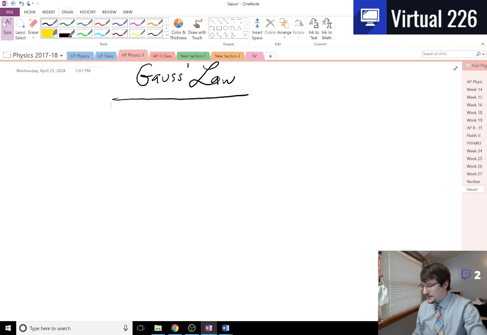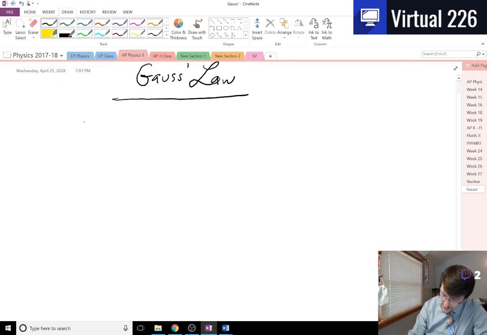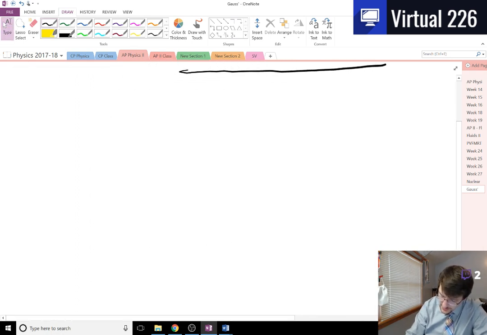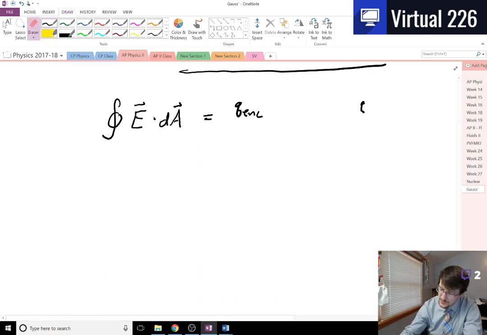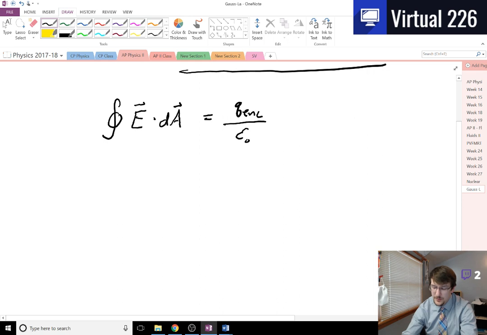In general, Gauss's law takes a somewhat interesting form if you're not exactly familiar with a lot of calculus. It takes the form of a closed integral of an electric field dotted with some area, a surface area, if you will. And this is equal to the enclosed charge, and we'll talk about exactly what we mean by enclosed charge in a little bit, divided by epsilon naught, the permittivity of free space.